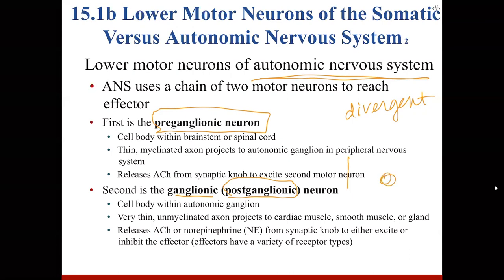So if this is your spinal cord, and here's the ganglion, which is just where they intersect or where they meet, the first one's going to come out to here, and then the second one is going to go from here to wherever it's going to affect: the heart, the smooth muscle, or the gland. At the same time, you're going to have a somatic one coming out, and the somatic is just going to go straight to where it's going to cause the change to occur, to the skeletal muscle. Does that make any sense?